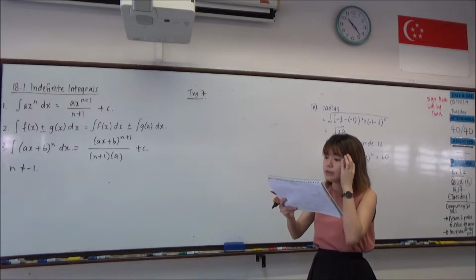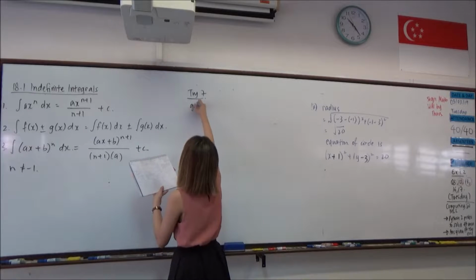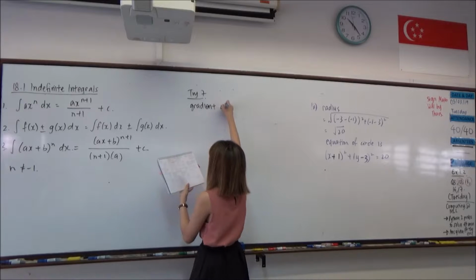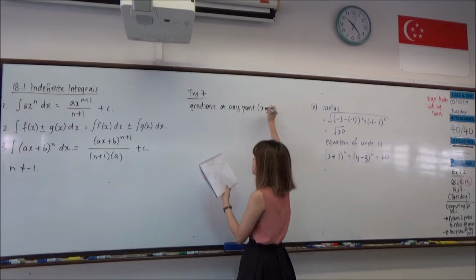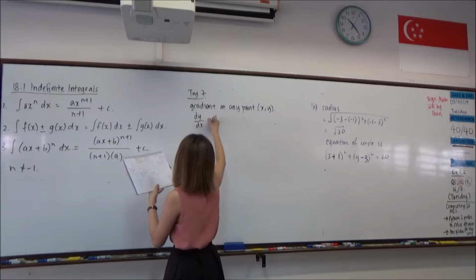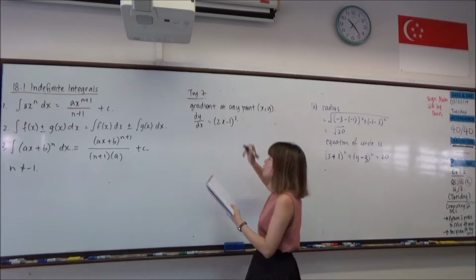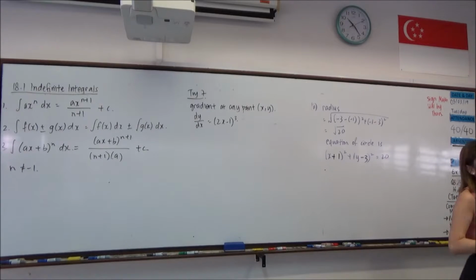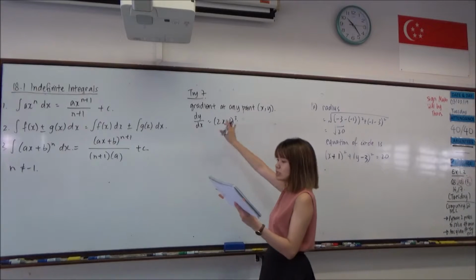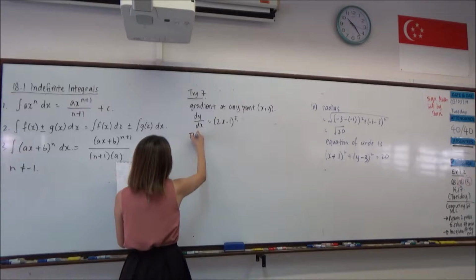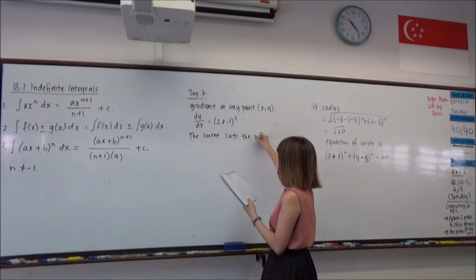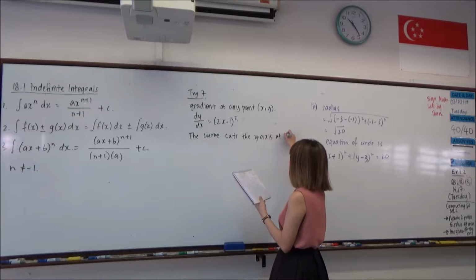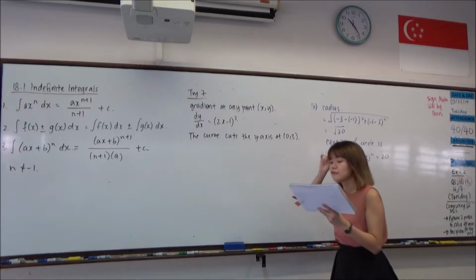We are given that the gradient of a curve at any point xy would obey this expression over here, 2x minus 1 cubed. Because we know that dy over dx is the gradient, so this is the equation that we have. And furthermore, the curve cuts the y-axis at 0, 3, and we want to find the equation of the curve.